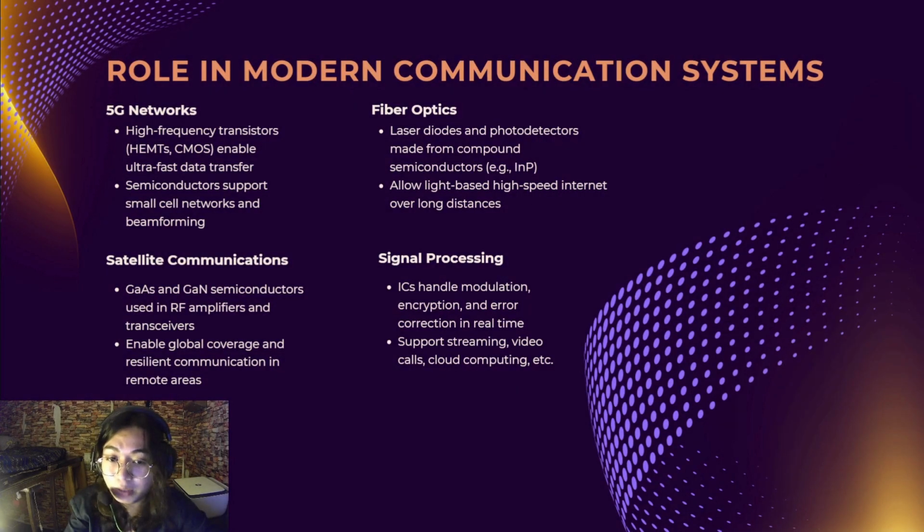Next, we have fiber optic communication. This is the backbone of the internet. Data is transmitted as light pulses through glass fibers. Here, semiconductor lasers serve as the source of light, and photodetectors, often made from indium phosphide or germanium, convert that light back into electrical signals at the receiver. These materials are chosen specifically for their ability to operate at the wavelengths used in optical communication.